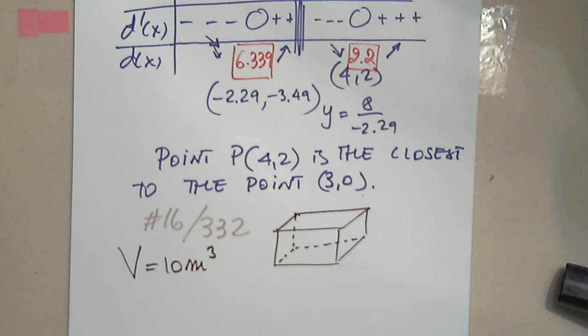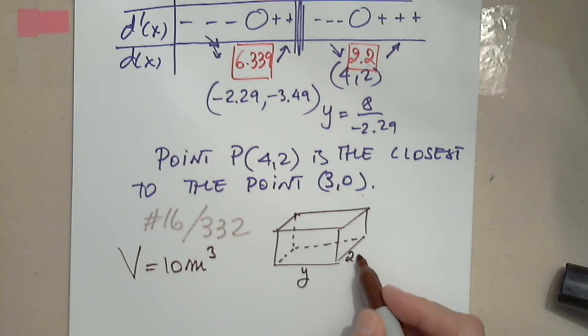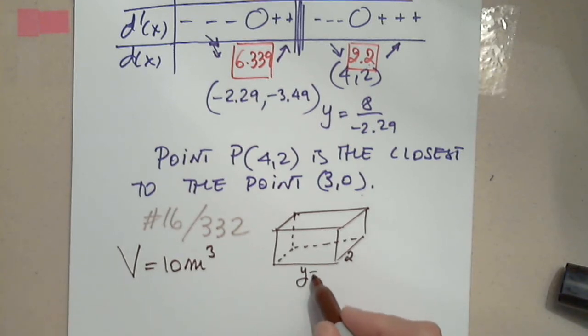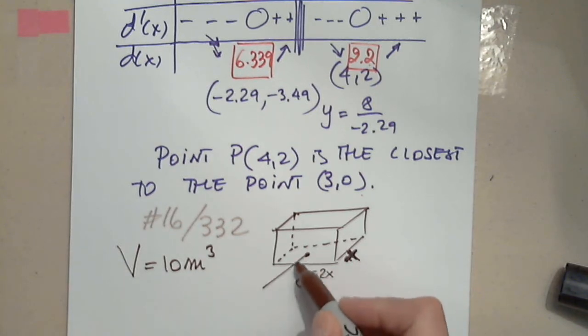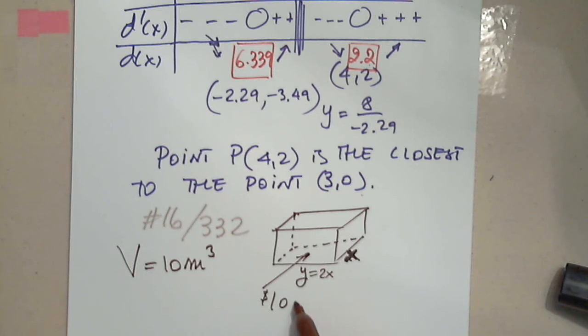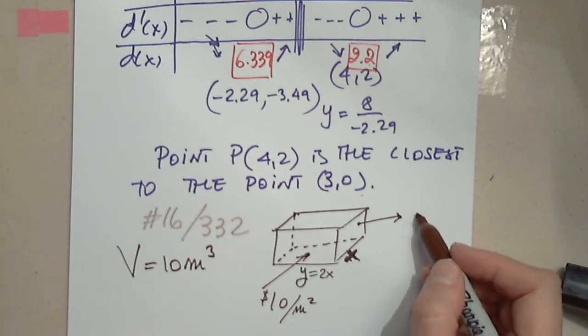The length of its base is twice the width. So y equals 2x, and the width is x. This is the width, and it's twice the width. Material for the base costs $10 per square meter. So for the base, $10 per square meter. Material for the sides, they say $6 per square meter.